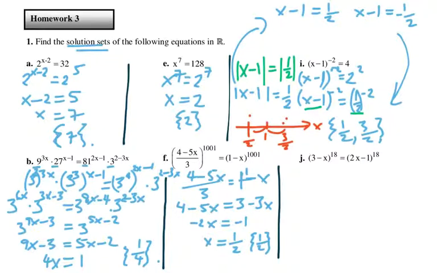So for J here, we notice the powers are even. So what we should be solving is this absolute value equation: the absolute value of 3 minus x equal to the absolute value of 2x minus 1. So either of those could be positive or negative. So we can use the absolute value function here.